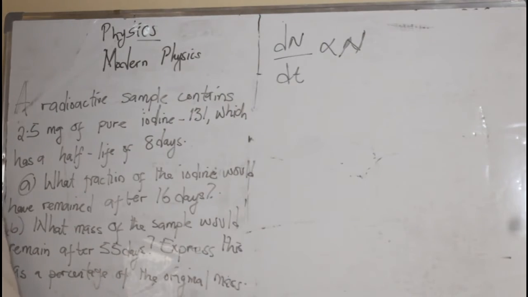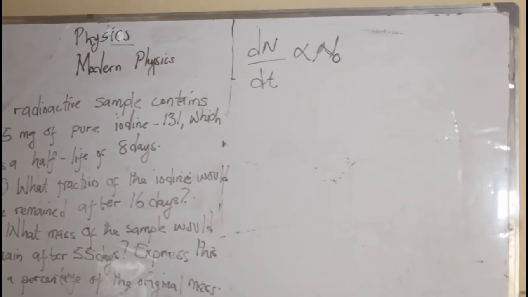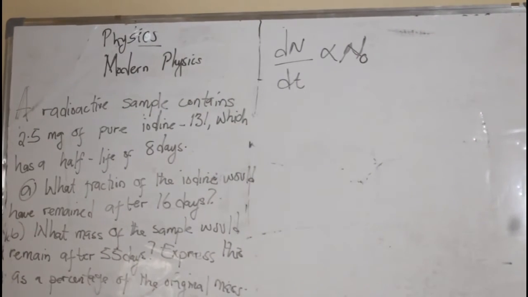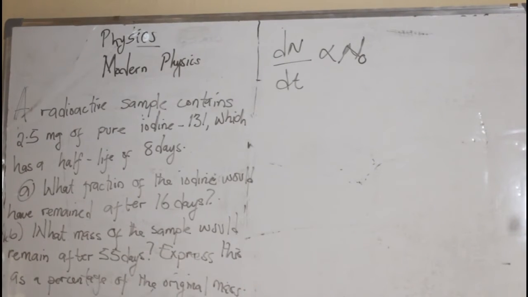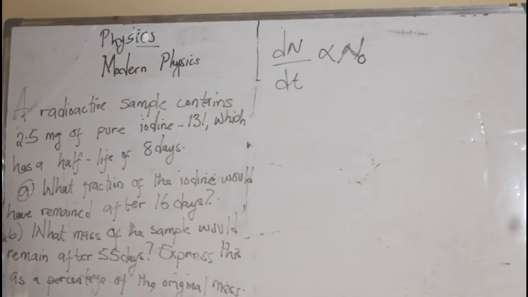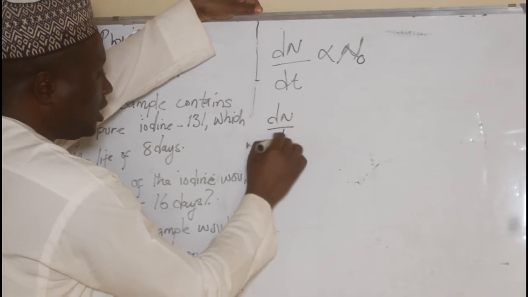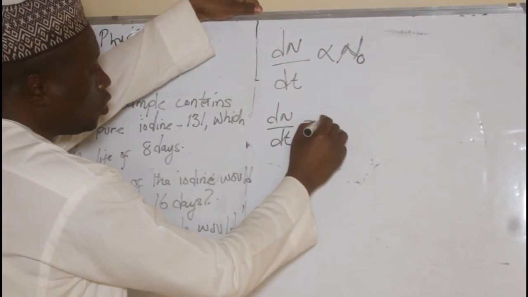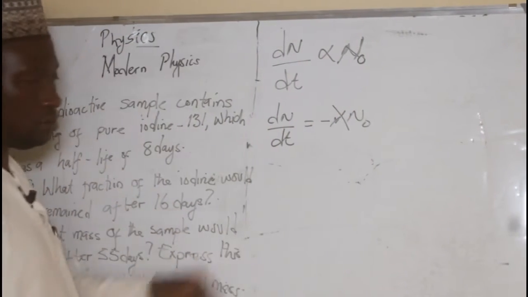Is that okay? So now let's do this. The initial number of particles, suppose we call it N naught. Is that okay? Normally in mathematics, we cannot use proportionality to do calculation. Is that correct? We have to change it to an equation. And what we can say is that dN by dt is going to be equal to minus, let's say, lambda N naught.